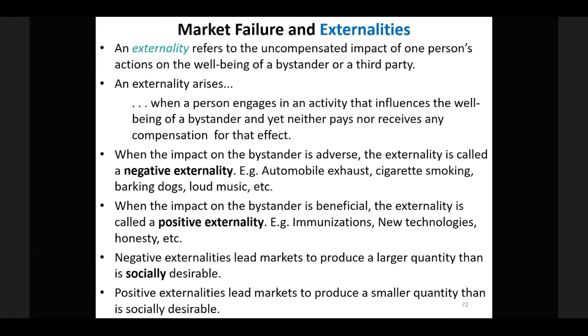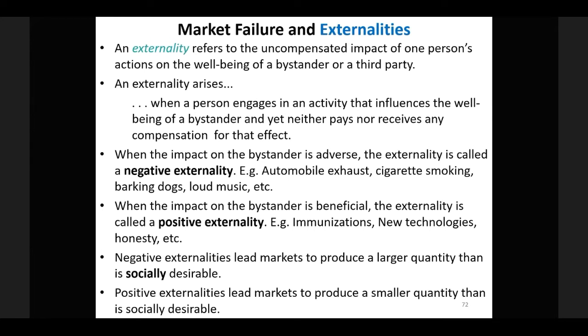Attributes such as honesty are also a positive externality, because if somebody is honest, it feeds into others' consumption or others' well-being without them making any direct payment or making a compensation for that.